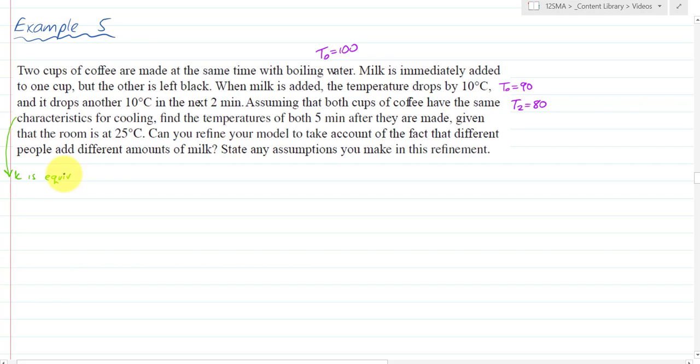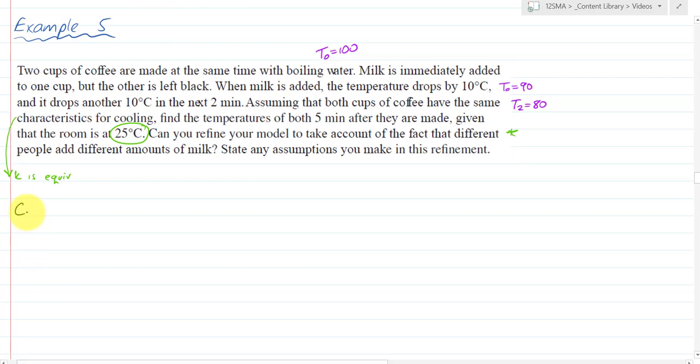Find the temperatures of both 5 minutes after they've been made, given that the room is 25 degrees Celsius. So there's our room temperature. Can you refine your model to take account of the fact that different people add different amounts of milk? I'll probably leave this one off, but it's a nice little one to play with if you want to take your understanding a bit further.